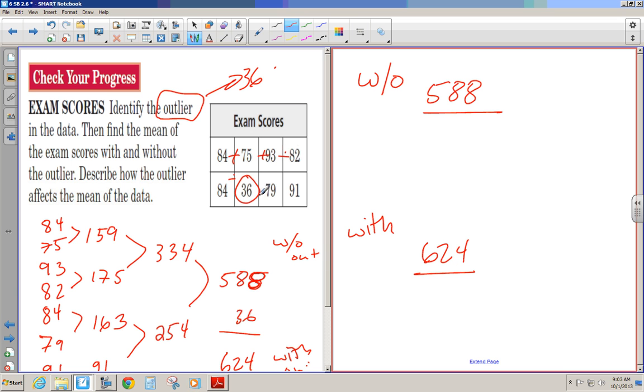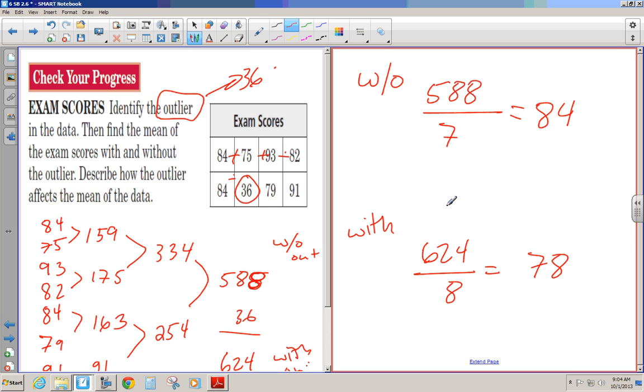Well, with the outlier, there are 2, 4, 6, 8 of them. Without, then of course there would be 7. So when we do this long division, pause the video if you want to actually work out the long division on your own, and then unpause when you're ready. You'll find that without the outlier, your exam score was an 84. With the outlier, it was 78.